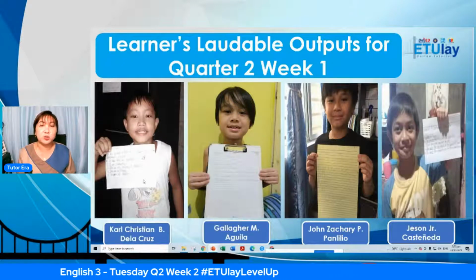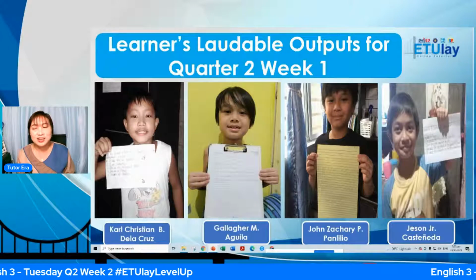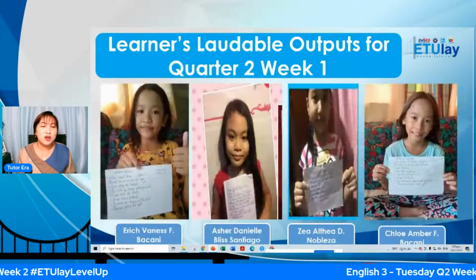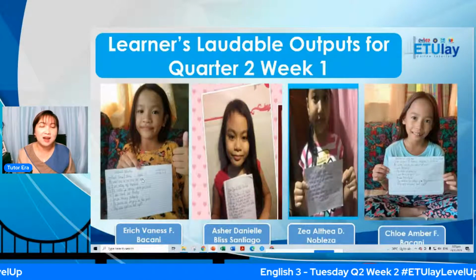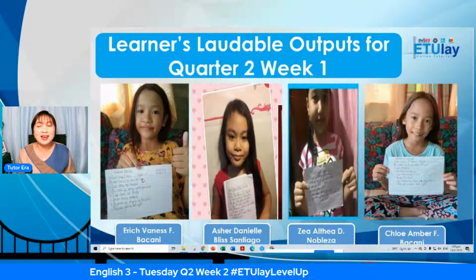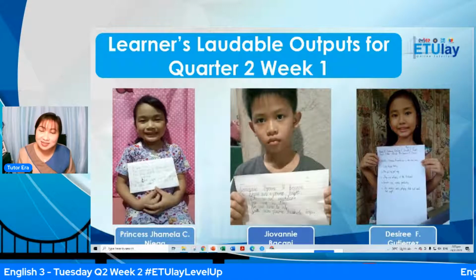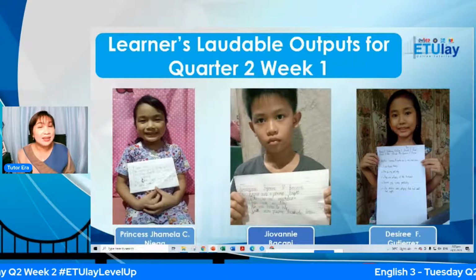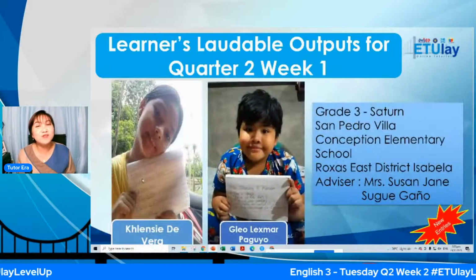So we have there the work of Carl Christian, Gallagher, Jan Zachary, and Jason. We also have the work of Erich Vanes, Asher Daniel Bliss, Zaya Althea, and Chloe. We also have Princess Jamela, Giovanni, and Desiree. And then we have new entries.